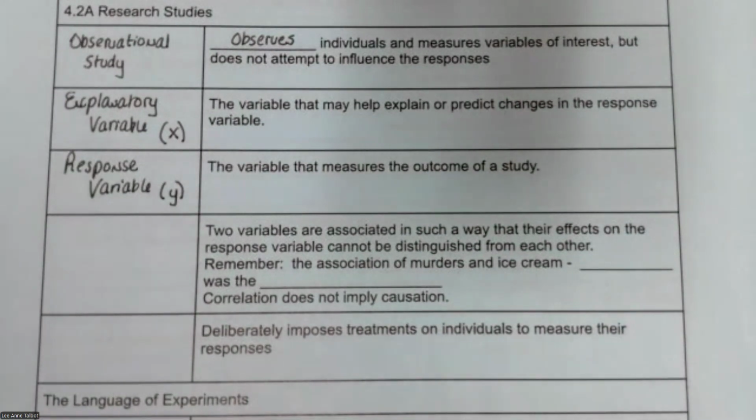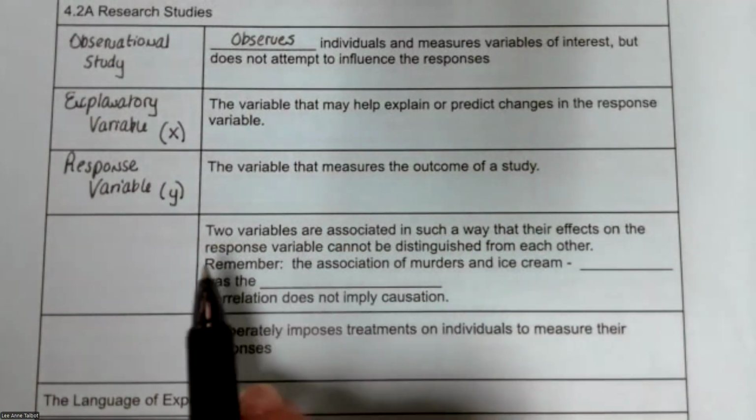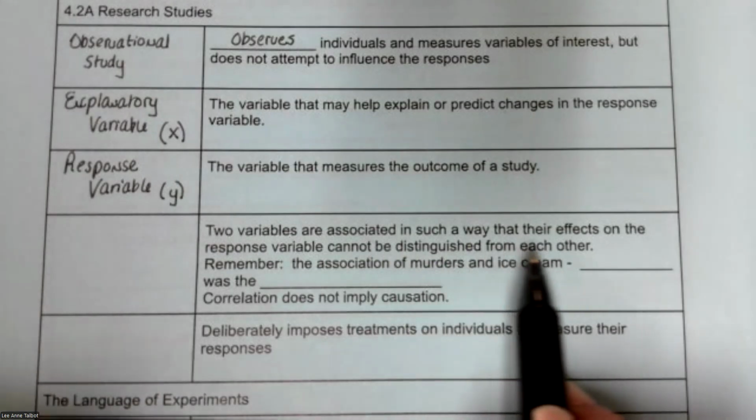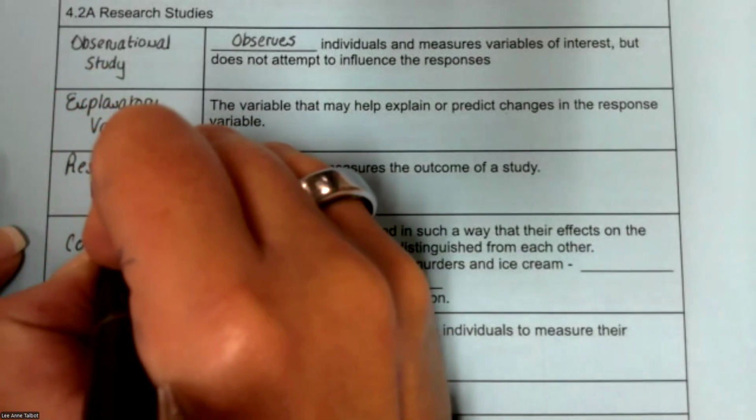Look at us go when it's already typed out. We just need to fill in the blanks. It's fantastic. Okay. Two variables are associated in such a way that their effects on the response variable cannot be distinguished from each other. This is called confounding variables.